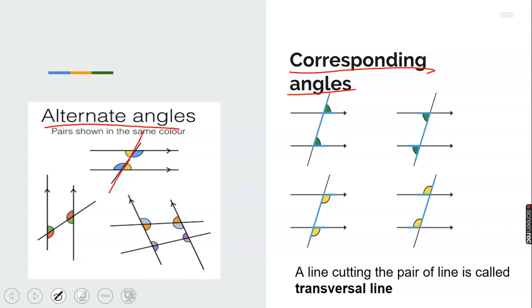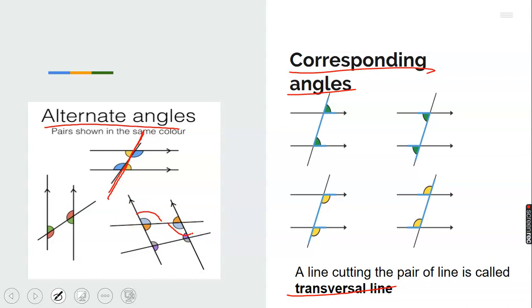Now, all these angles that are yellow, we call them alternate angles. You can see the ones that have the same color, we call them alternate angles. This line crossing it is called a transversal line. It's called what? Transversal line. You can check all the colors. Where you have the same color, it means they are alternate, just like opposite.